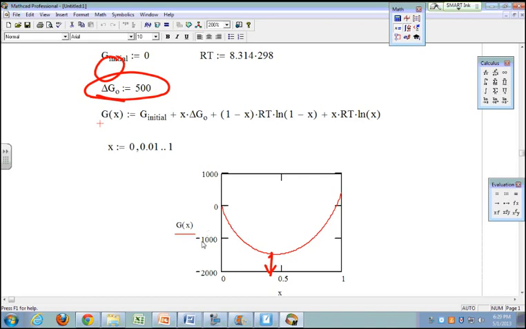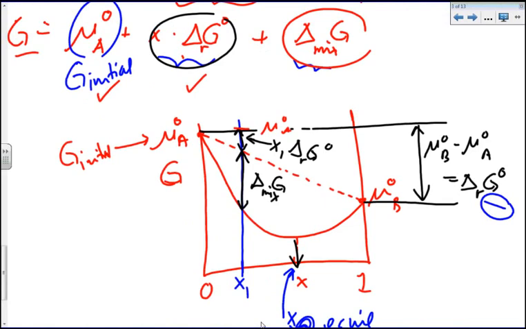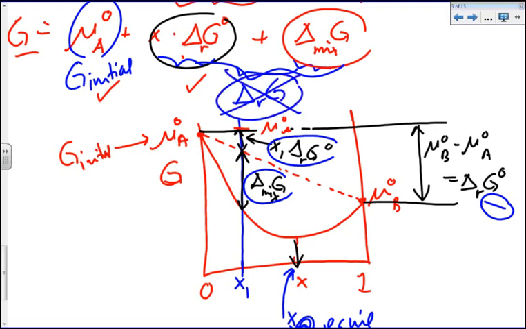Now, word of caution: this thing right here on our plot, this delta G mixing plus X times delta G naught, is not the delta G of the reaction. The delta G of the reaction at this point is the slope of the tangent line to a plot of G versus X. So what we call delta G of the reaction is actually the derivative of G with respect to X at that point.